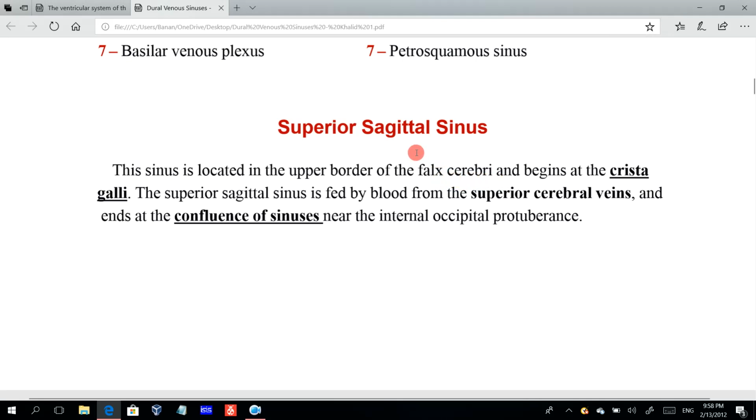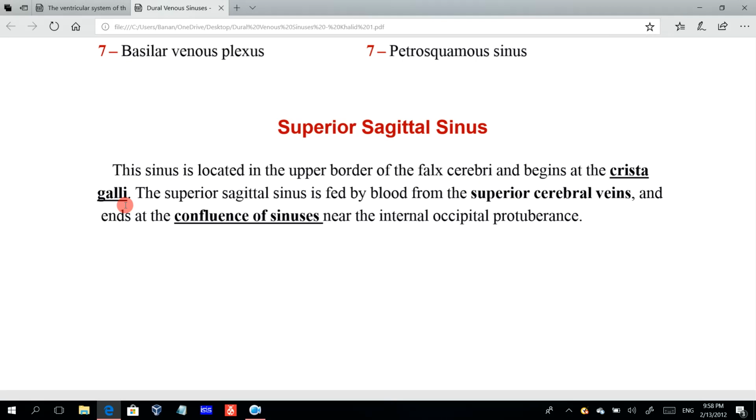So this superior sagittal sinus extends in the upper border of the falx cerebri and begins at the crista galli. You know crista galli? Crista galli is a small bony projection in the anterior cranial fossa near the cribriform plate of the ethmoid bone. And we mentioned that crista galli means the cock's comb.